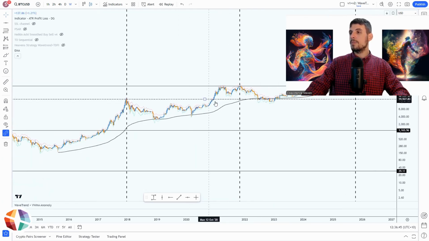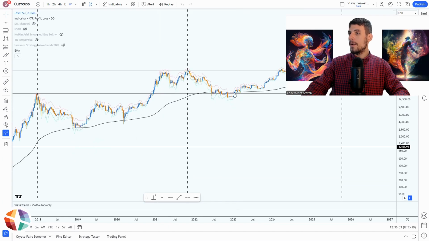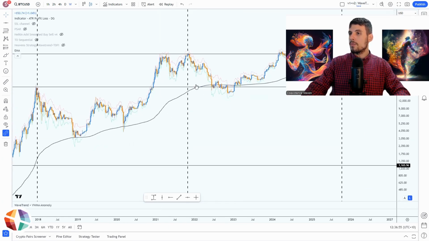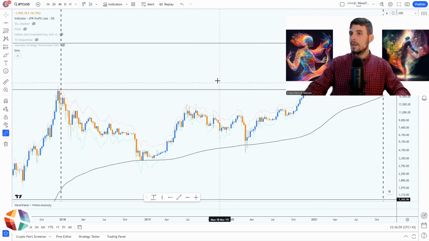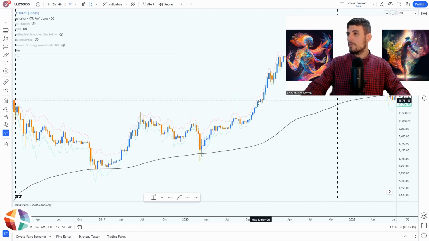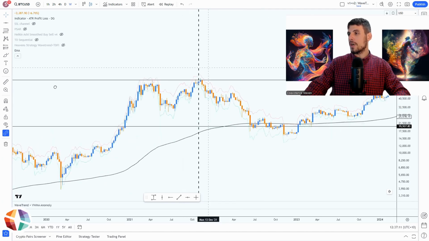This cycle was a little bit different, but also quite similar. So again, when it went through that level, it kind of paused at that level. If we zoom right in, you'll be able to see that it kind of halted at this area with some of these candles. So it kind of hovered around this price level for a while. Then it really smashed through and then it had its all-time high.